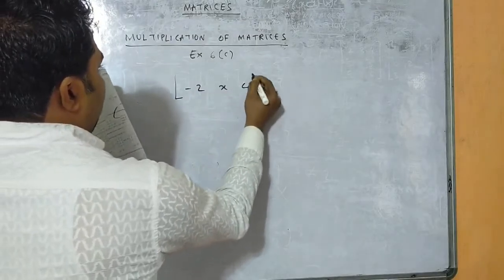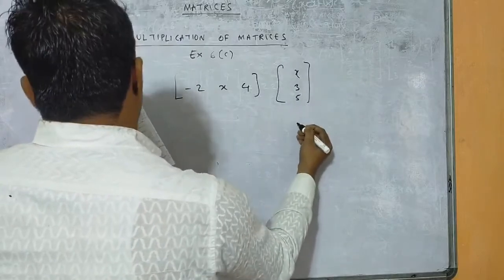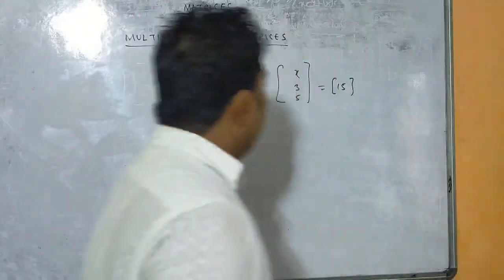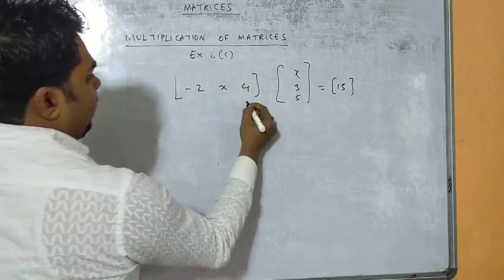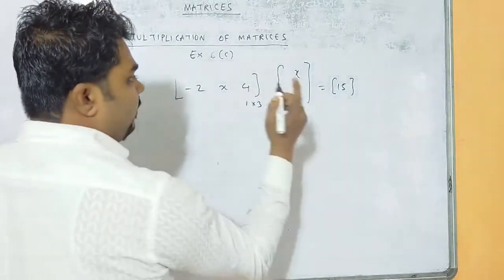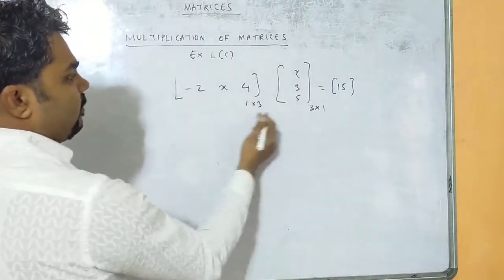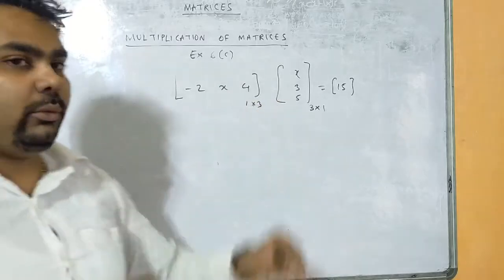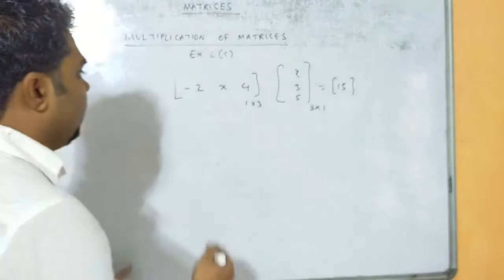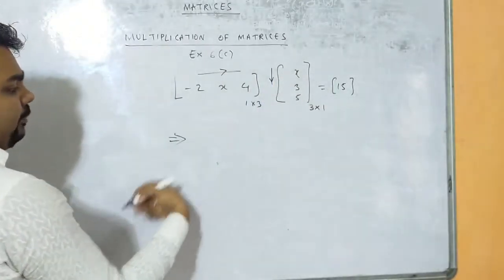minus 2, x, 4, and here we have x, 3, 5 equals 15, right? What is the order of this matrix? That is 1 cross 3, that means row 1 and 3 columns. What is the order of the other? First we will see for the row, that is 3 cross 1. Now you see 3 and 3 are matching. The column of the first matrix is matching with the row of the second matrix, as they are matching, this multiplication is possible. Row column multiplication, already a 1 equals sign is there, that's why it implies 2.